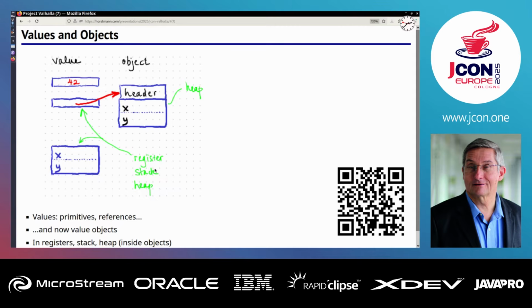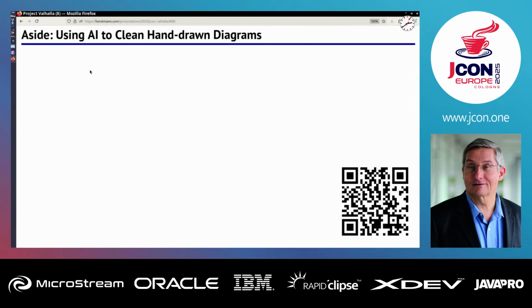Or they can also live inside objects. So here I'm having some other object. You can see it's an object, it has a header, but inside it I wanted to have this point value. That's what my diagram here is supposed to show. So values can live in registers, in the stack, or inside other objects, and of course also inside arrays.